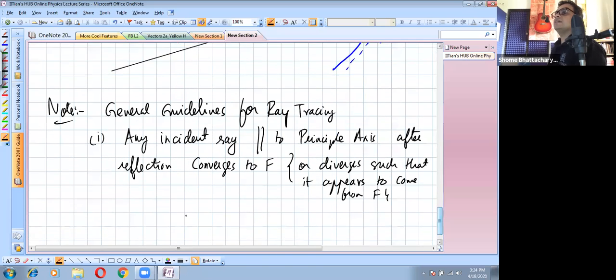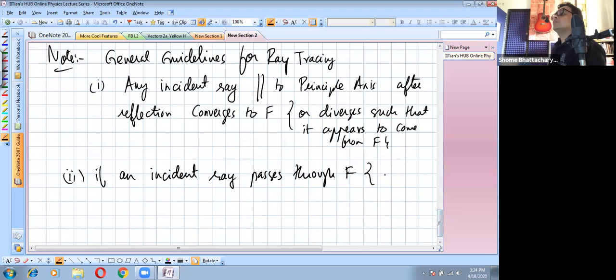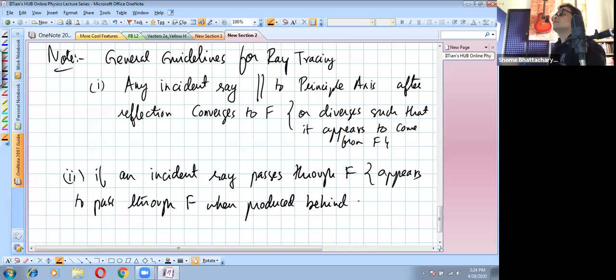Now the second is like an inversion of this. If an incident ray passes through the focal point, or in the case of the other type of mirror, appears to pass through F when produced behind the pole, then after reflection, it becomes parallel to the principal axis.